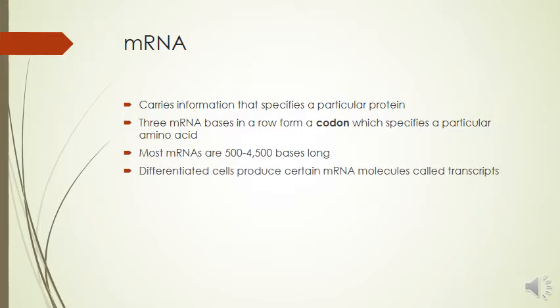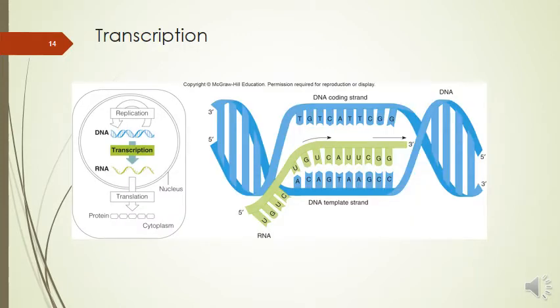Differentiated cells produce certain messenger RNA molecules called transcripts, and the information in the transcripts is used to manufacture the encoded proteins. This slide shows the relationship among RNA, the DNA template strand, and the DNA coding strand. The RNA sequence is complementary to the DNA template strand and is the same sequence as the DNA coding strand, with uracil, U, in place of thymine, T.